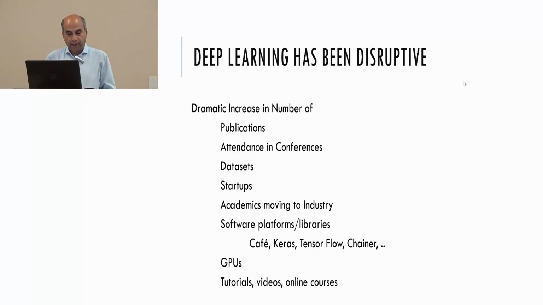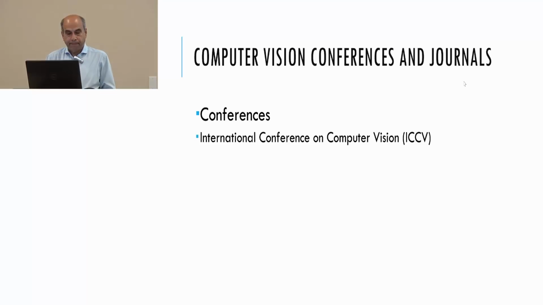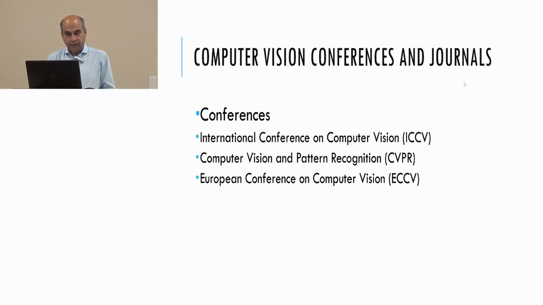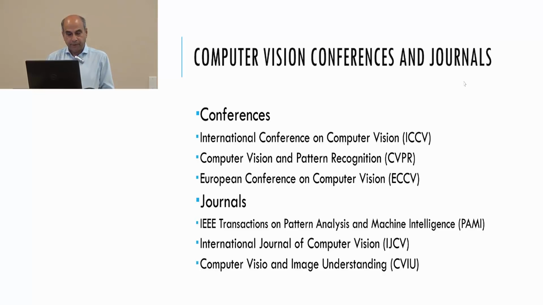And there are many, many online courses, resources, and tutorials available, as I mentioned earlier. The computer vision conferences and journals: we have three major conferences, the ICCV, International Conference on Computer Vision, CVPR, Computer Vision and Pattern Recognition, and the European Conference on Computer Vision. And then the journals are PAMI, IEEE Transactions on Pattern Analysis and Machine Intelligence, the International Journal of Computer Vision, and Computer Vision and Image Understanding.